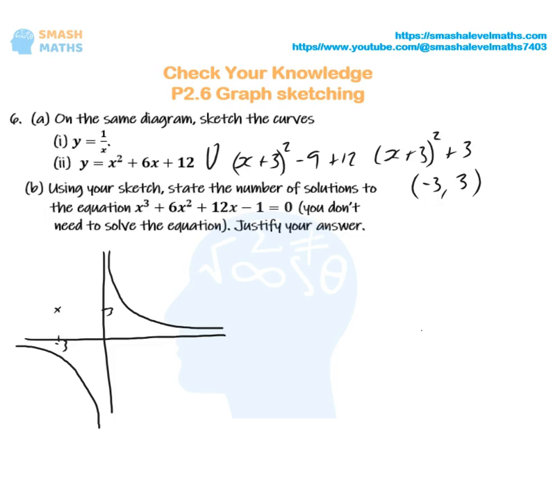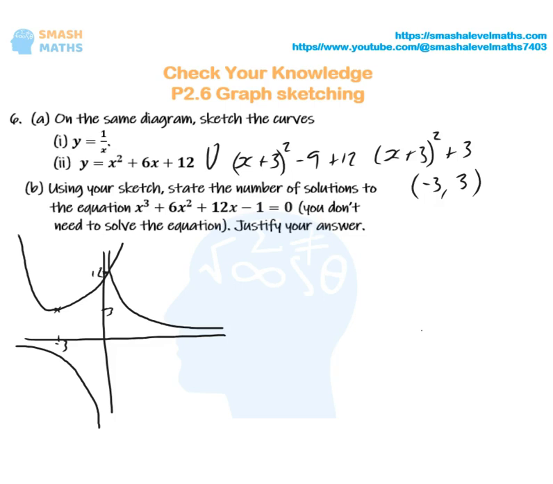So we've got a minimum point there. And it's going through there at 12. So what's happening is we've got a curve doing something like that. Okay, so we've got our minimum point clearly identified and we've got our intercepts identified. There's my two curves. There's part A done.